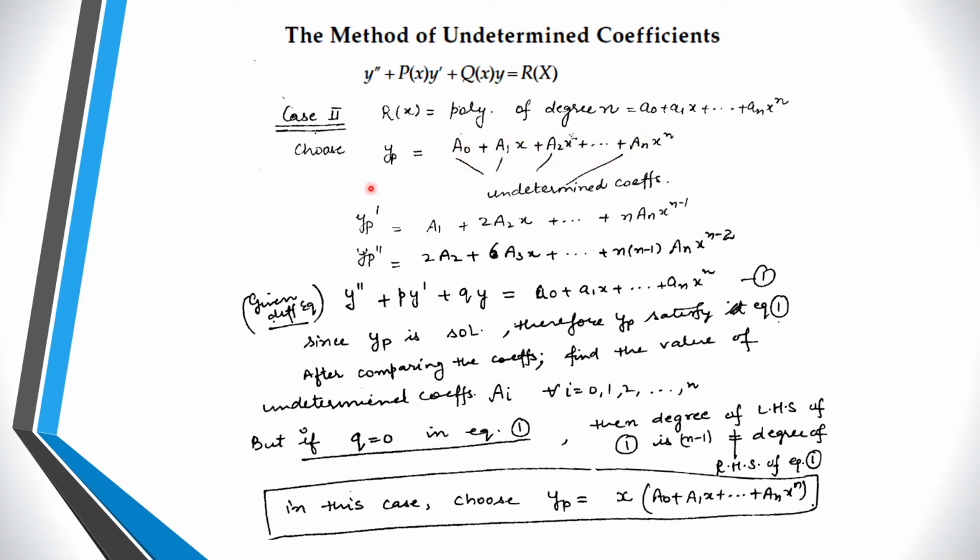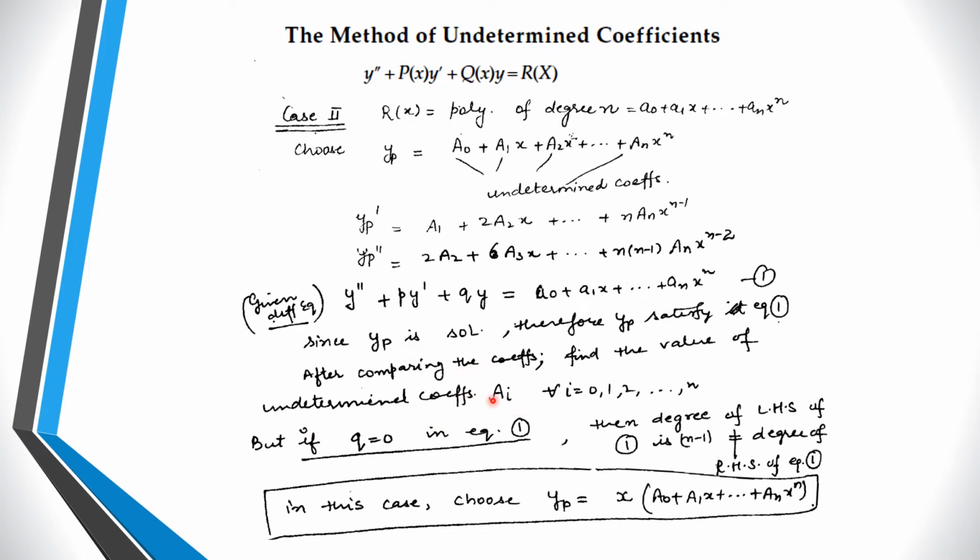Now since we choose this as a particular solution of this equation, clearly it should satisfy the equation. So we will find yp dash and yp double prime and substitute over here, and after simplifying both sides we compare the coefficients and then we can find the values of the undetermined coefficients Ai.